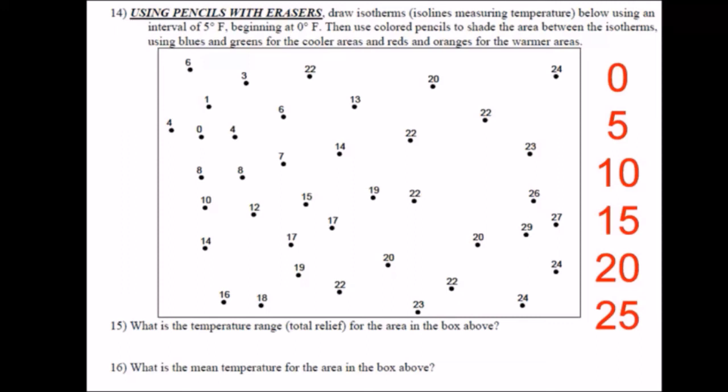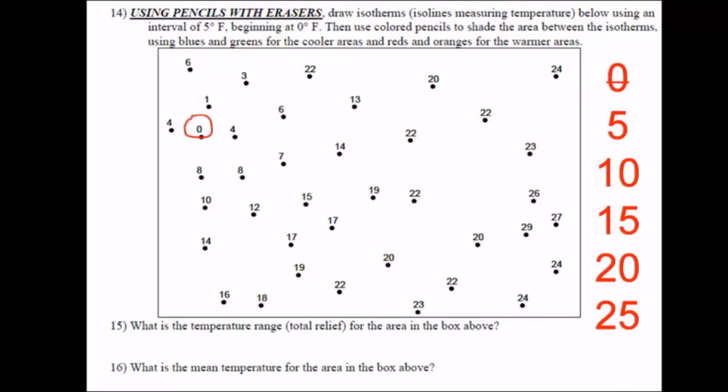Now, I'm getting ahead of myself, but at the bottom are questions 15 and 16. For 15, the temperature range is just the highest value minus the lowest value. For 16, the mean temperature, this is going to be tedious, but just add up all the numbers and then divide by the number of numbers that there are.